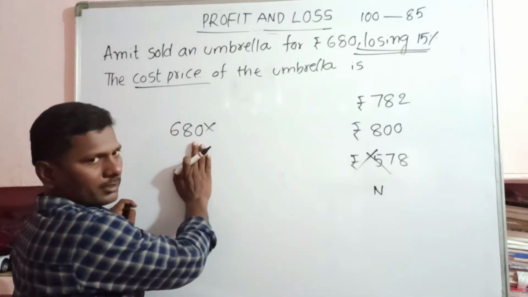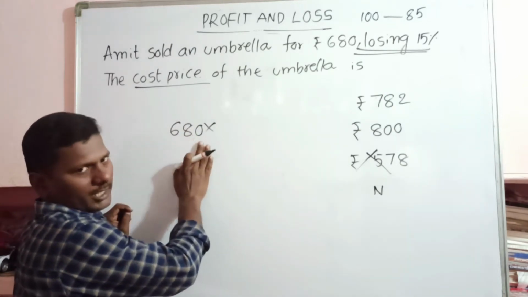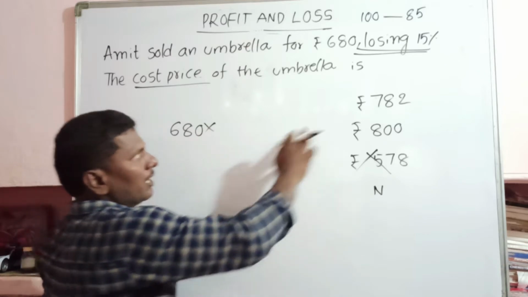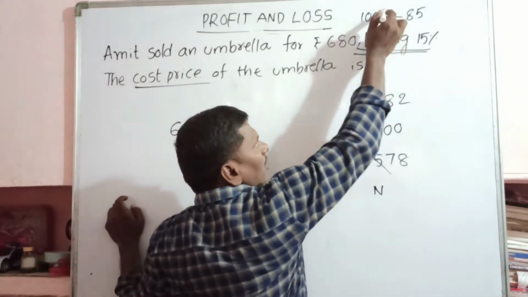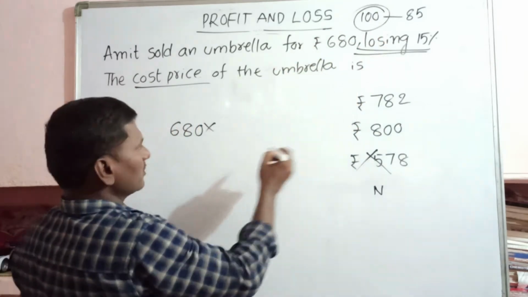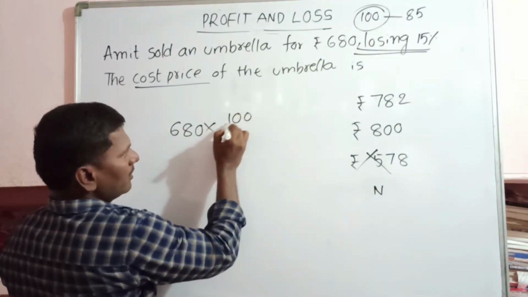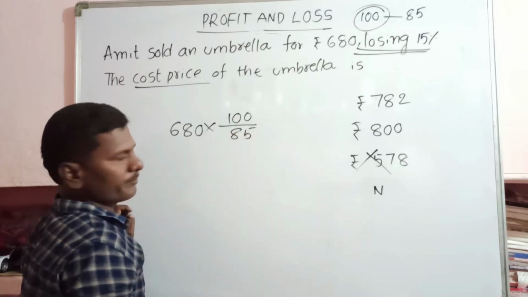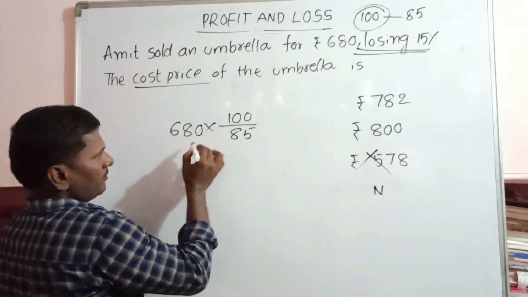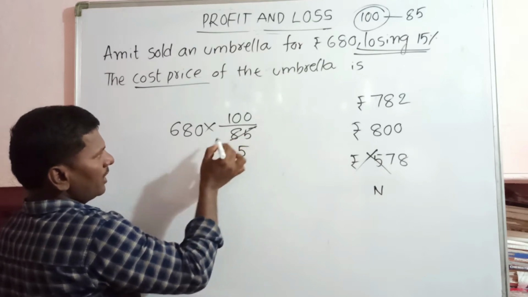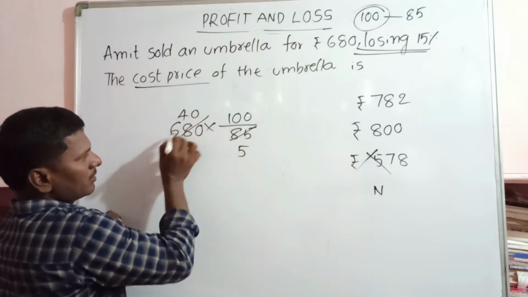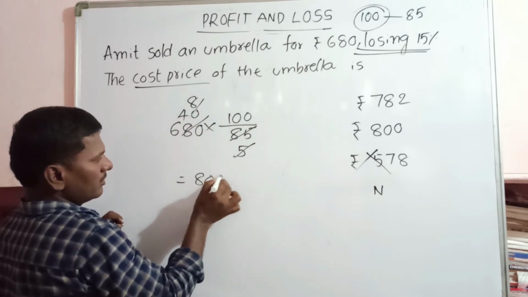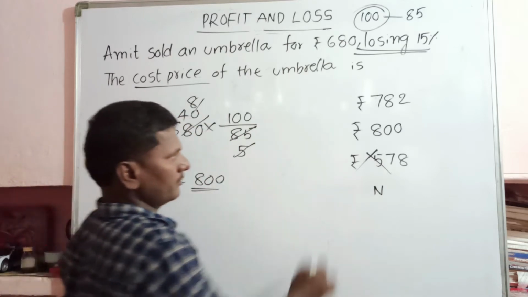Now I have to get a value more than 680. To get a value more than 680, out of these two numbers we have to write the larger number in the numerator. So I am writing 100 in the numerator and 85 in the denominator. 17 5s are 85, 17 4s are 68, 5 ones are 5, 8 into 100 is 800. So the answer is 800.